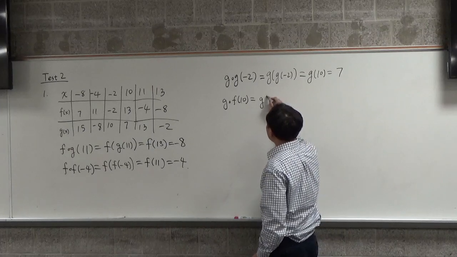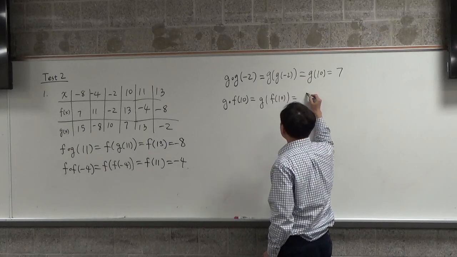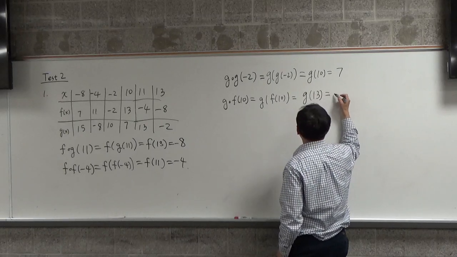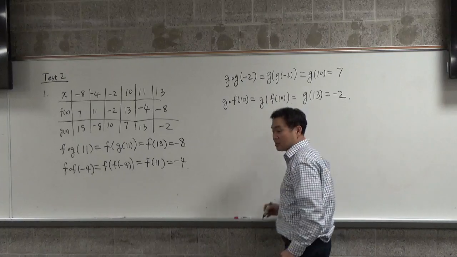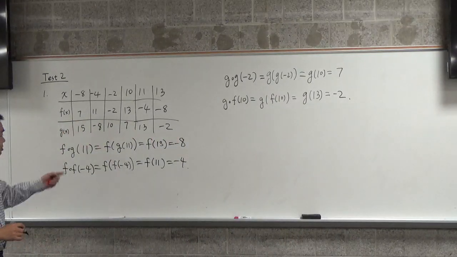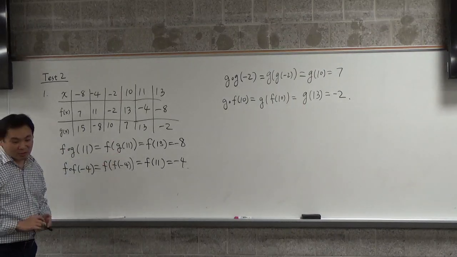Okay, this will be g of f of 10. What's f of 10? 13. What's g of 13? Negative 2. Done. So it's a simple question. The only thing that you have to be able to do is to rewrite this small circle as a parenthesis.